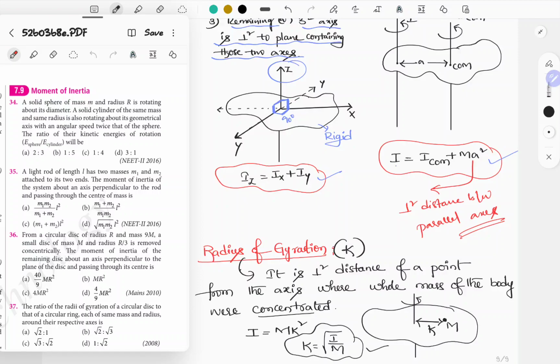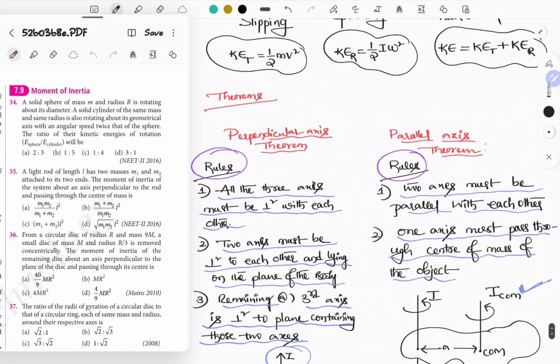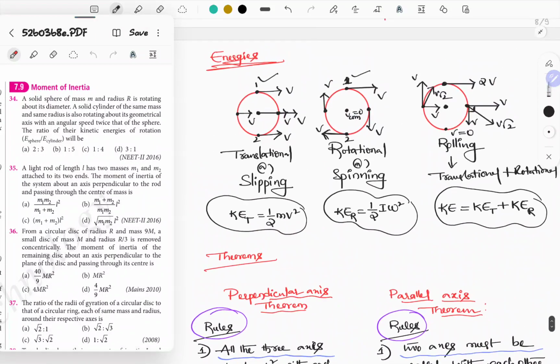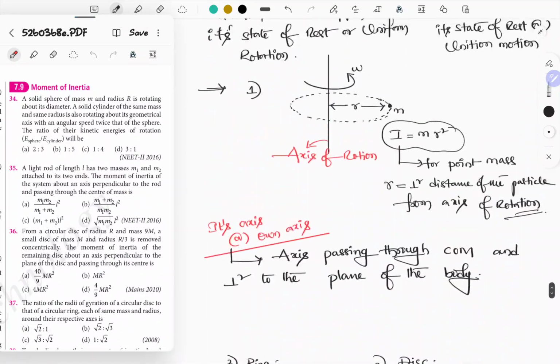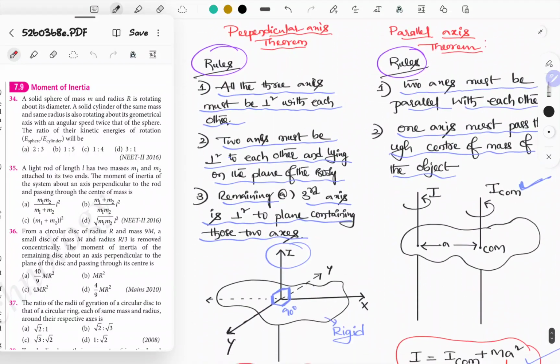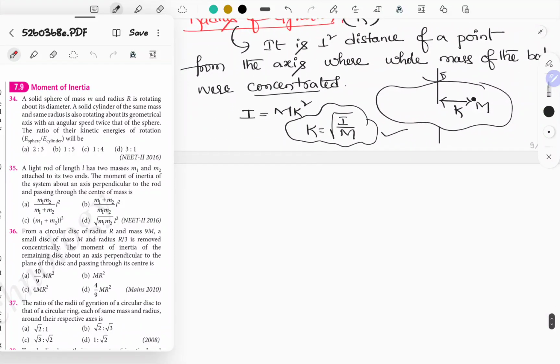Very, very important. These are the important points that we need to understand when we are about to solve numericals based on moment of inertia. So try to go through these points again and again, then try to solve the numericals. Let me solve numericals one by one, and let's see what different kinds of numericals we can see from these kinds of concepts.